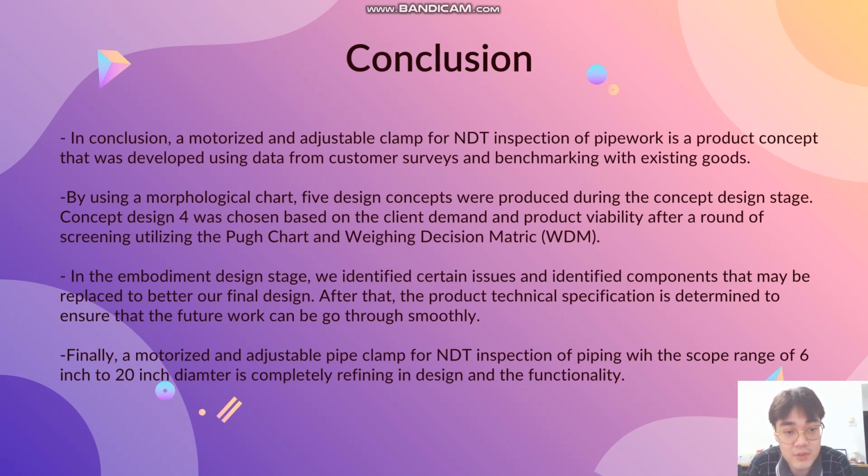In the embodiment design stage, we identified certain issues and components that may be replaced to better our final design. After that, the product technical specification was determined to ensure that future work can go through smoothly. Finally, a motorized and adjustable pipe clamp for NDT inspection of piping with a scope range of 6 inches to 20 inches diameter is completely refined in design and functionality.